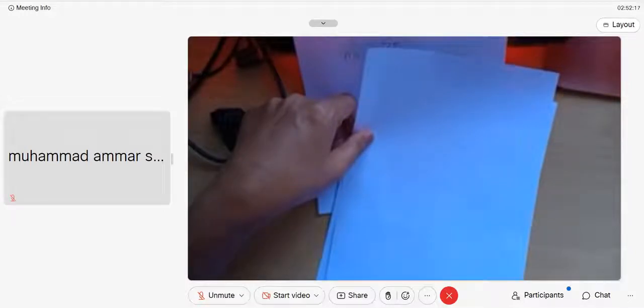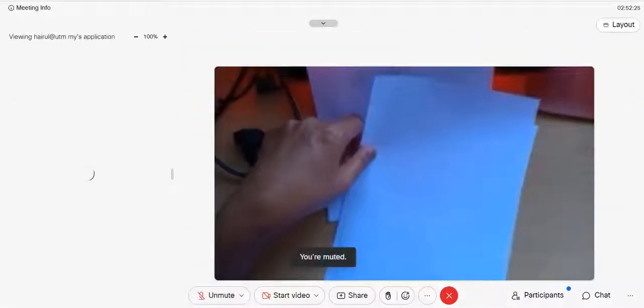The sample. Abdullah, are you here? Alright, okay. Let's look at the sample problem, already given just now.